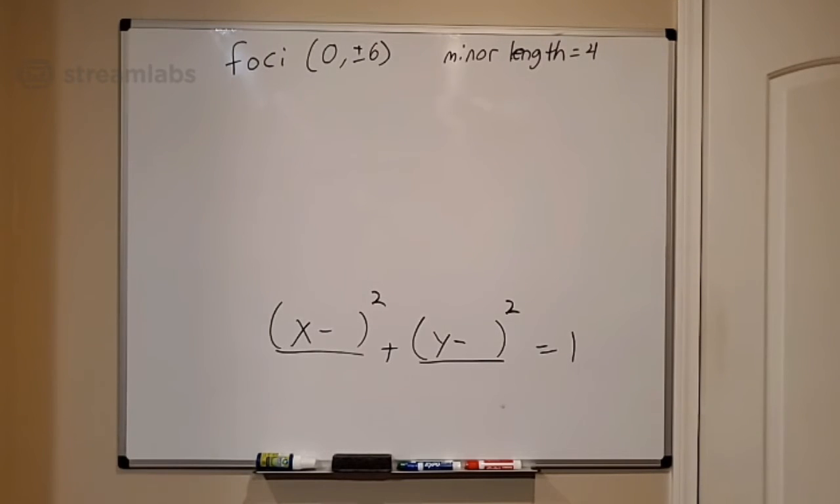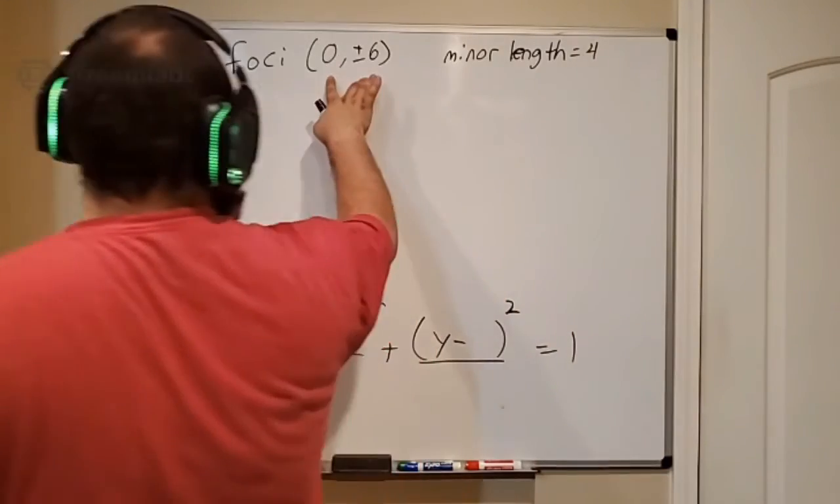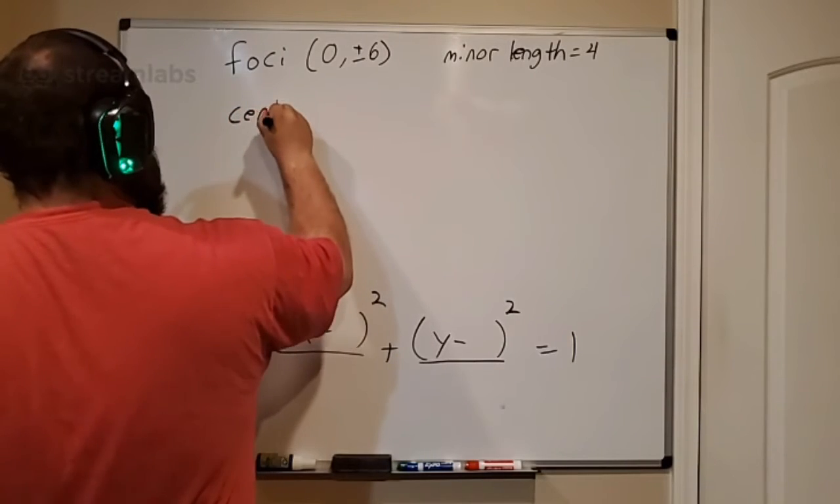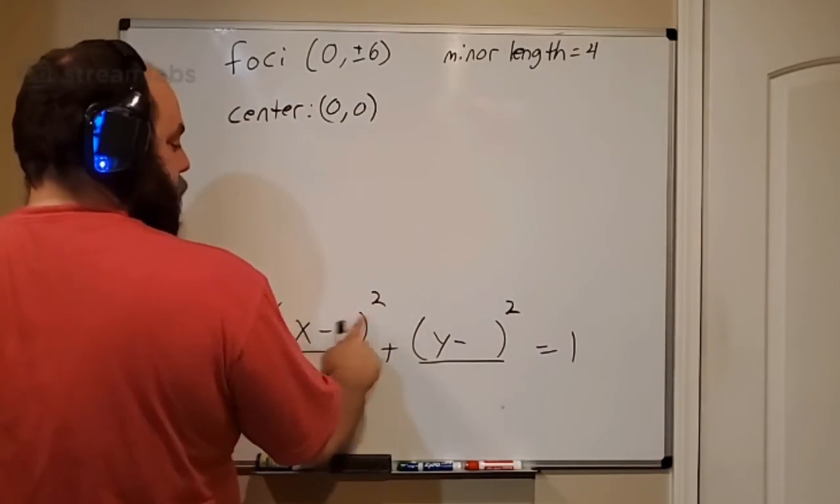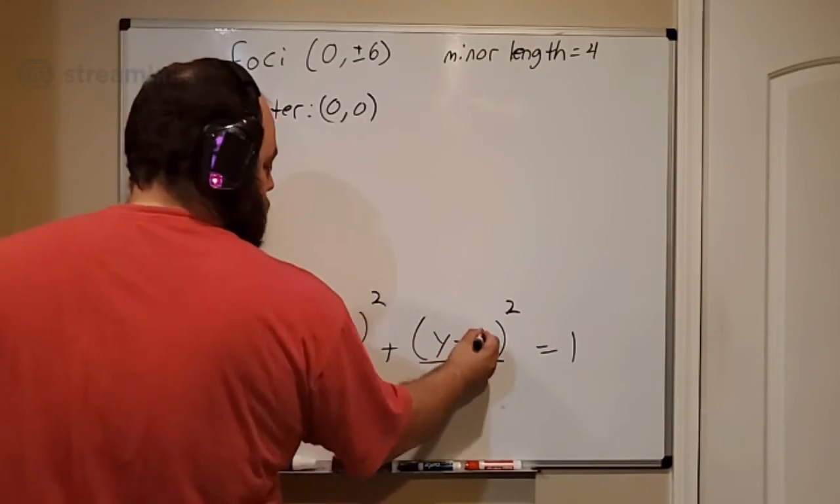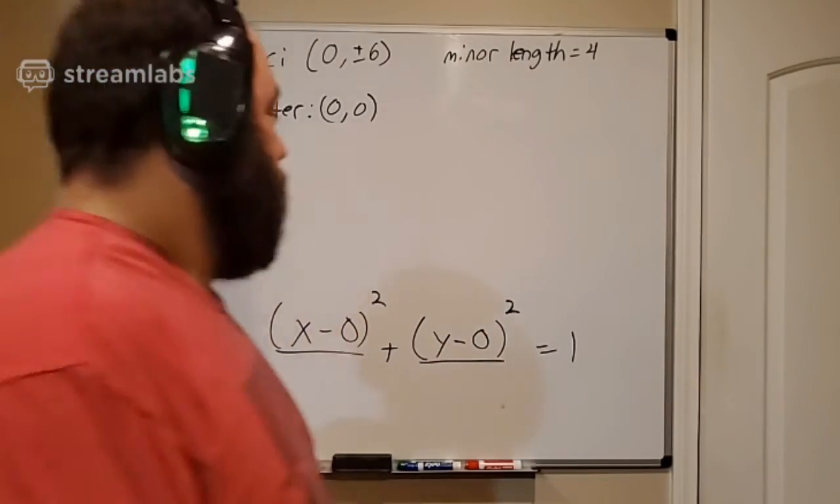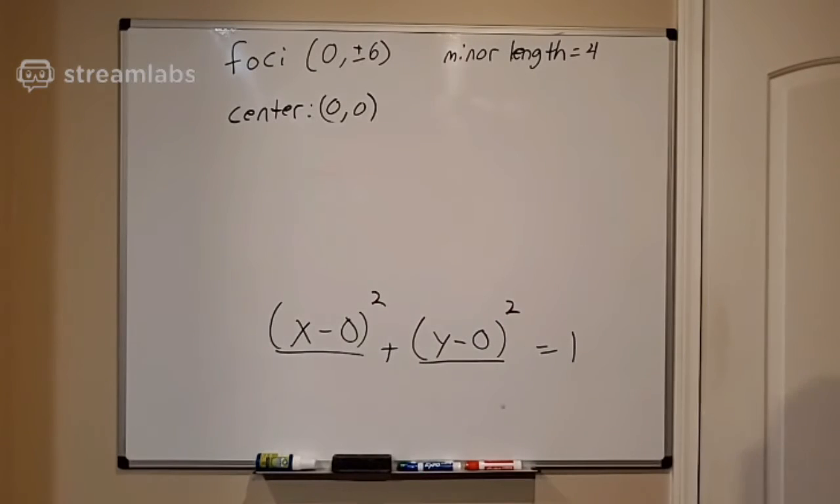Okay. So our center, based on the fact that our foci is there, we can get our center being 0, 0. So I can go ahead and plug those values into my equation that I'm going to be writing. So my h and k values are both 0. Okay, so now what else do I need to find? A and B. Okay, how do I find a and b?